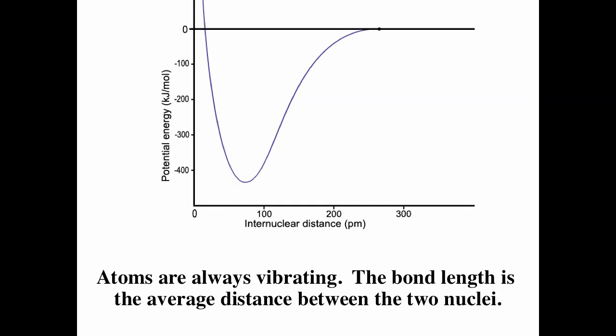Now, it's also important to remember that atoms are always vibrating. And so even though you're at that minimum, it would seem that once the two atoms get to that minimum, they're static, but atoms are always vibrating at the atomic level. And the bond length is equal to that minimum, but that minimum is the average distance between the two nuclei.